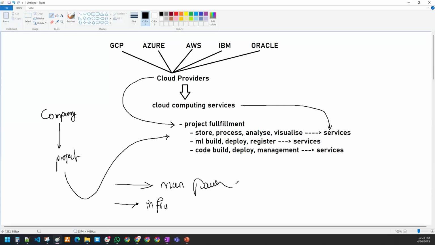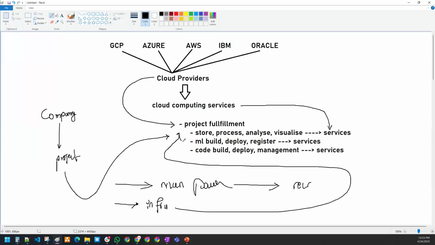For manpower, the company recruits people based on project requirements. But for infra power, they go to the cloud platforms and look for a separate service for their own requirement. Such cloud providers are GCP, Azure, AWS, IBM, and Oracle. One of the most famous nowadays, which is providing plenty of opportunities, is GCP, Google Cloud Platform. In our entire course, we are going to focus on GCP, one of the top 3 leading cloud providers, which provides cloud computing services.